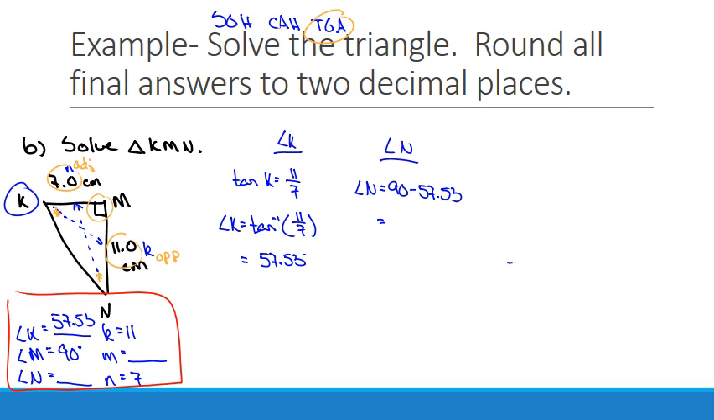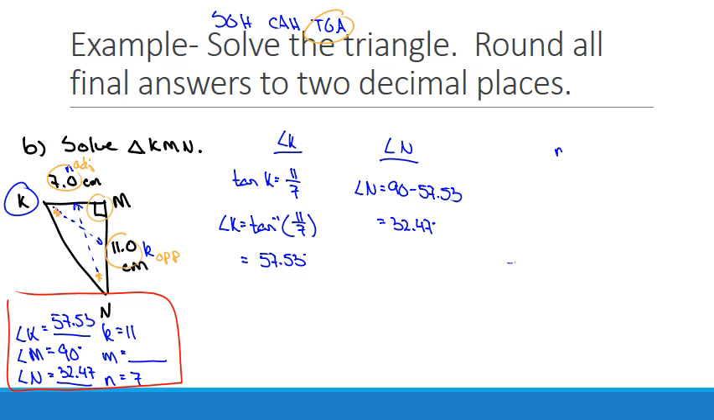When I work that out, I get 32.47. And then 32.47 plus 57.53 is guaranteed to add to 90. So I know that that has to be angle N. If you don't like that technique, then simply use one of the trig ratios, which again, in this case, you'd end up using tan again. Okay, so I've got 2 of them done.